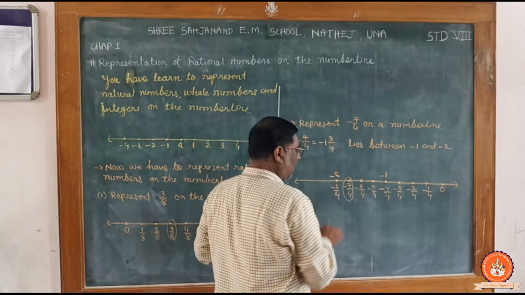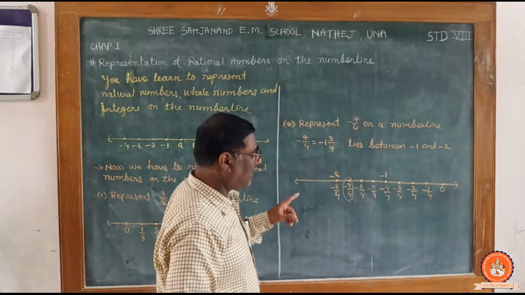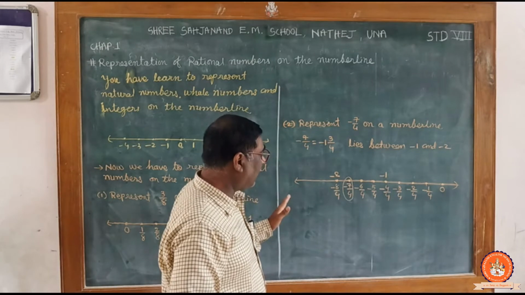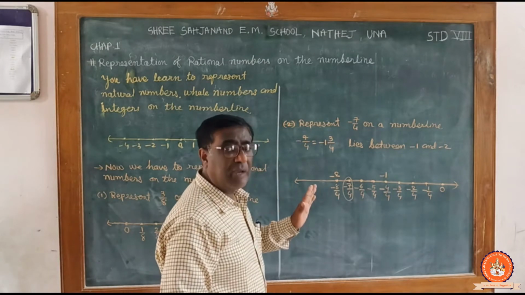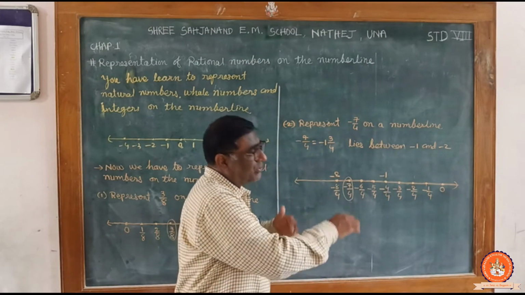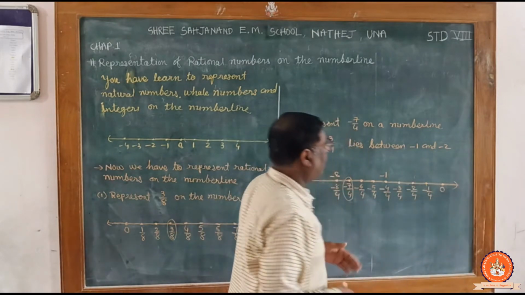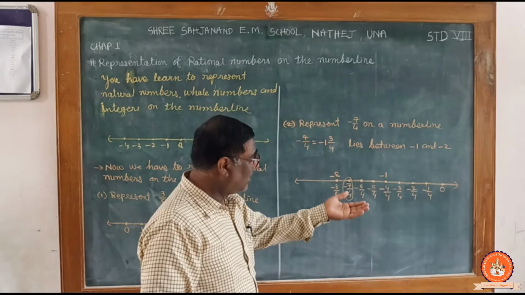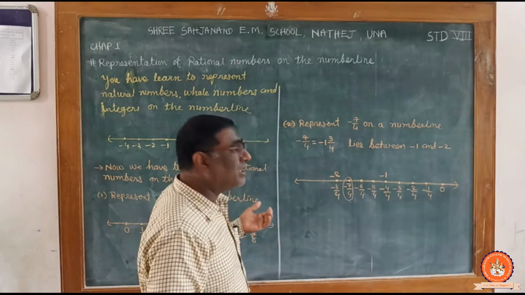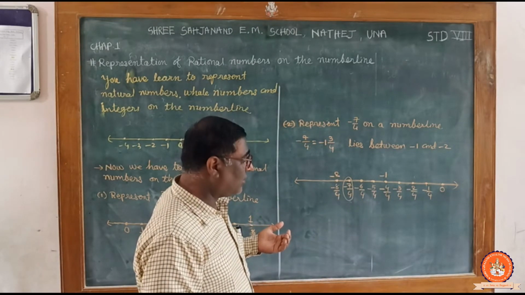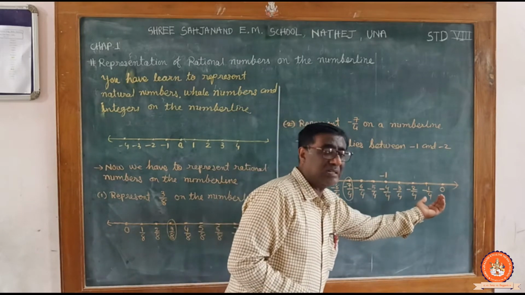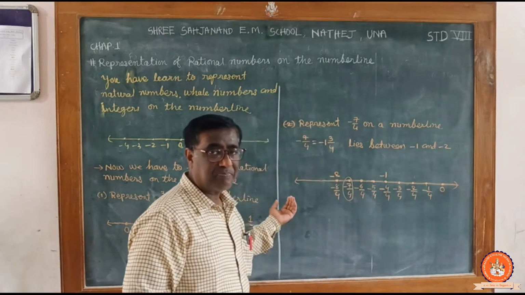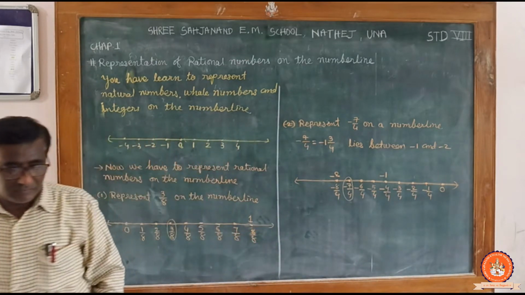Okay. So this is how you can represent your rational number on a number line. It may be positive. If it is positive, it will be to the right hand side of 0. If the number to be represented is negative, then it will be to the left hand side of the 0 mark. And this count will start to the left hand side of 0 mark. Okay, very good.